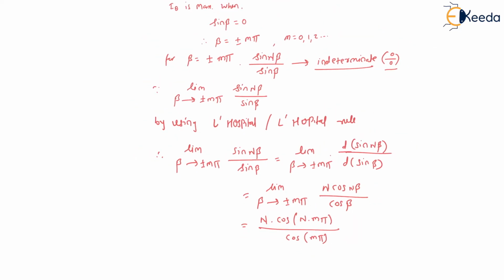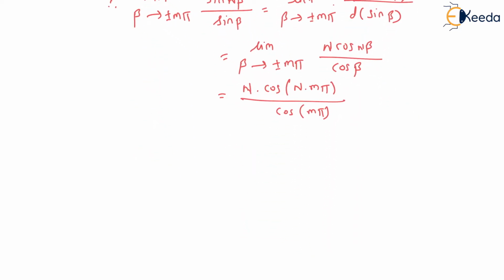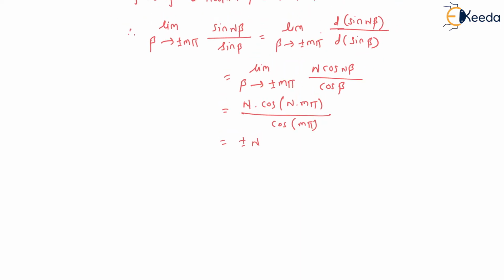So see, now we'll get the values here. The value of cos of m pi will always be either 1 or minus 1. At the same time, cos of n into m pi will again be either plus or minus 1 only. So here I can write this is equal to plus minus n. This is the value of the limit beta tends to plus minus m pi of sin n beta divided by sin beta. But in our intensity formula we have a square term.